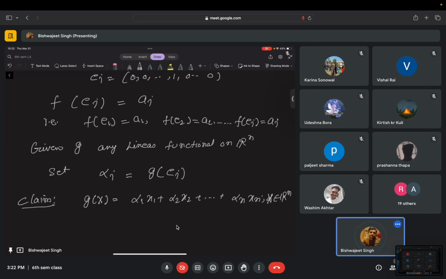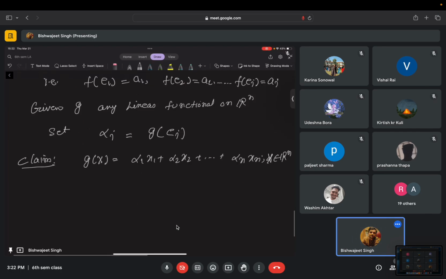So what we are doing here is taking an arbitrary function g, a linear functional on Rn, and what we want to show is that g of x actually takes this exact form. Earlier we had a's, and now we have alpha i's.